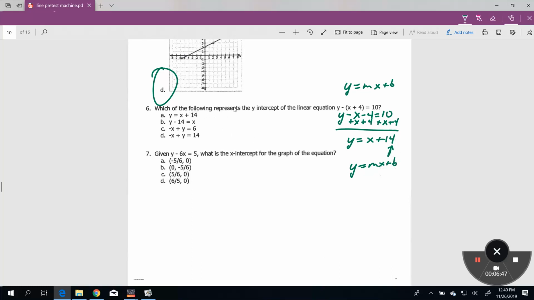Well, b is my y-intercept. So which of the following represents the y-intercept of the linear equation? Right there, the first one, y equals x plus 14. Okay.